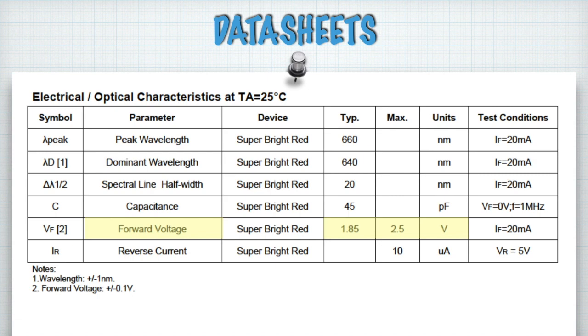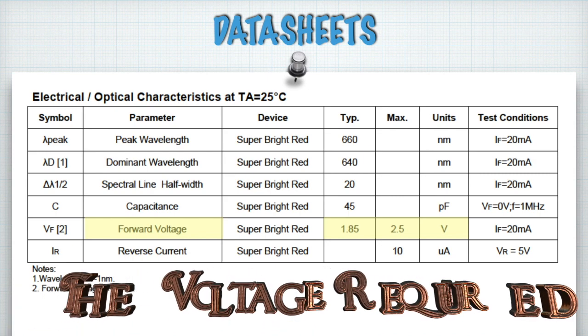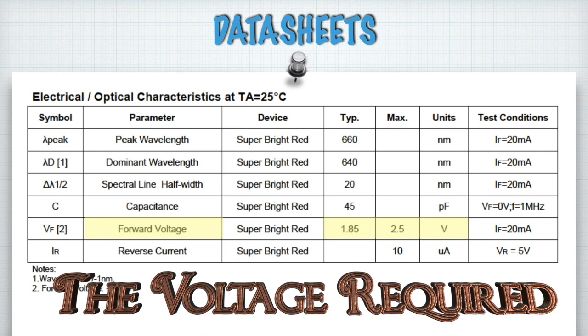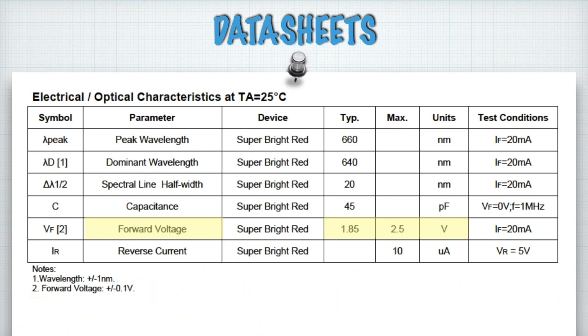The typical, the 1.85, that's on average what it takes to make the LED light up. And the 2.5 volts next to it, that is the maximum amount that it'll take before the LED gets burned out. That's one way to think of it.